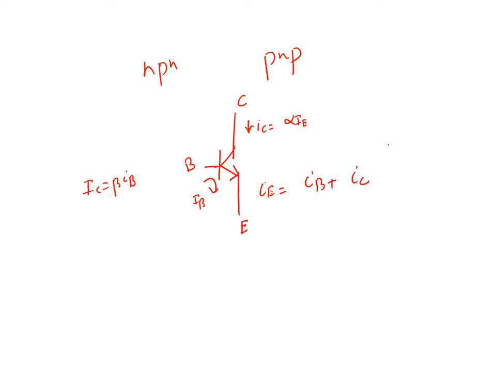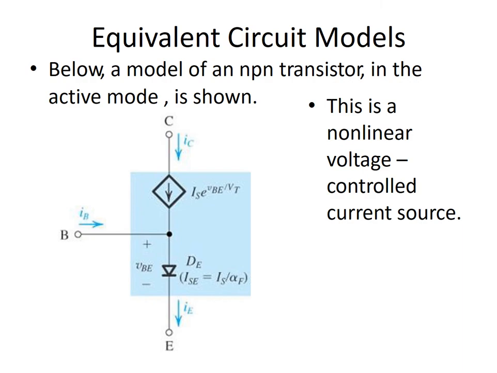We learned about the current gain transfer function, where alpha is beta over 1 plus beta, or beta is alpha over 1 minus alpha. So, different relationships, and then we solved a couple of examples. Now we are going to explore the equivalent circuit models of the BJTs. This is one of the models for the NPN transistor in the active mode.